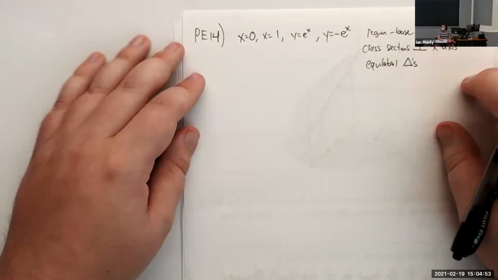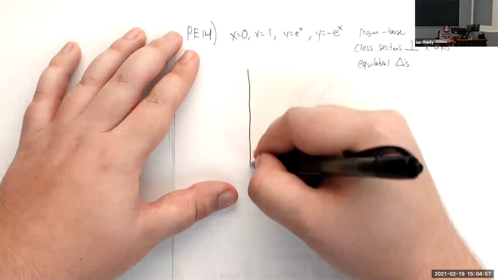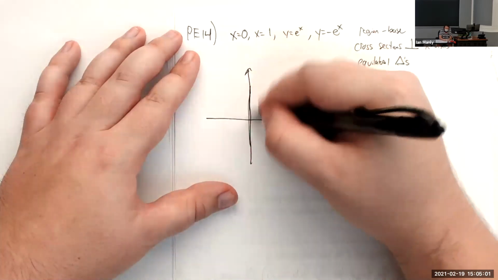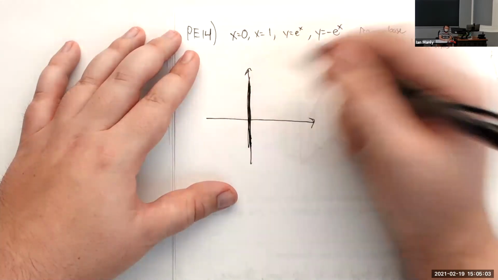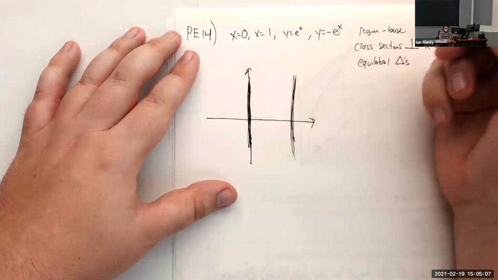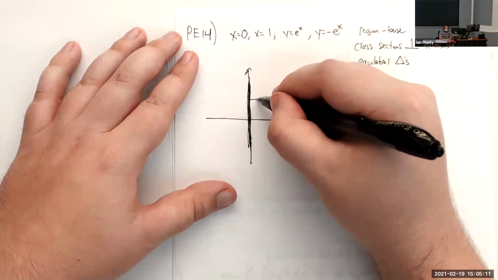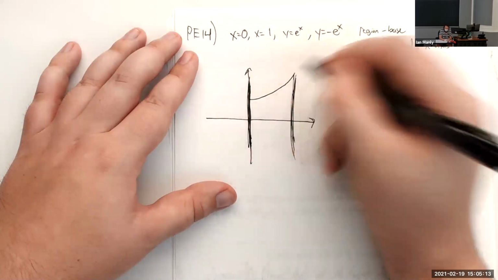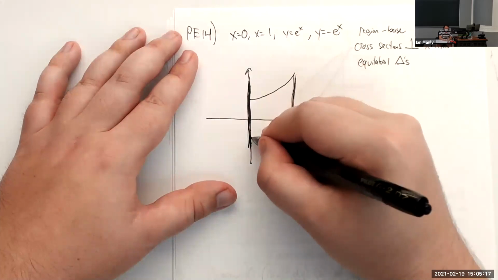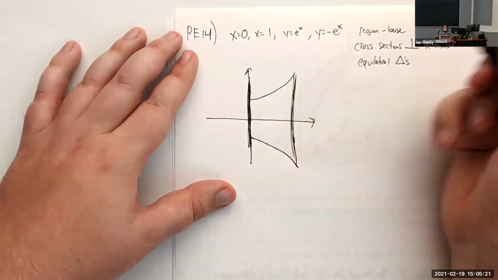Okay, so as always, let's draw a picture. So here are our axes. Here's x equals 0, which is the y-axis here. And then we have x equals 1, let's say maybe that's right here. We have y equals e to the x, which looks like this. It's the exponential function. And then we have y is negative e to the x, which is simply the negative version of what we have up there.